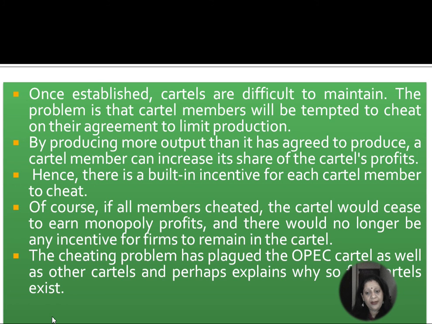So the formation of OPEC can be an example of a cartel. OPEC, as well as other cartels, perhaps explains why such cartels exist. So if you want to maintain the existence of cartels, it is very difficult in the prevailing market situation, because it is very difficult to maintain cartels in the near future, as there is a chance that a firm can cheat its own members.